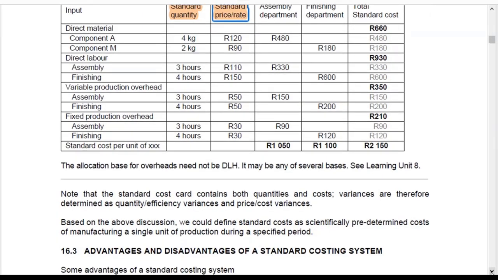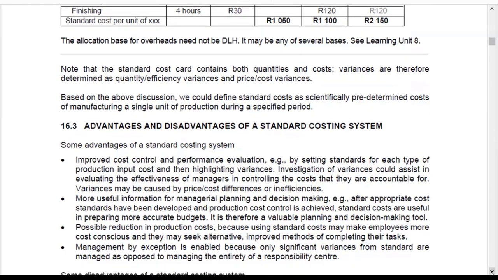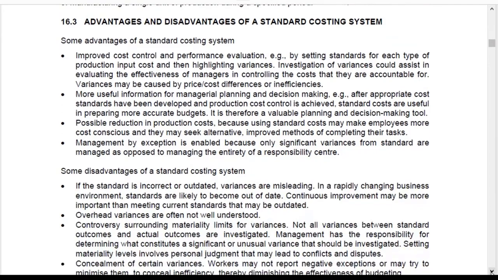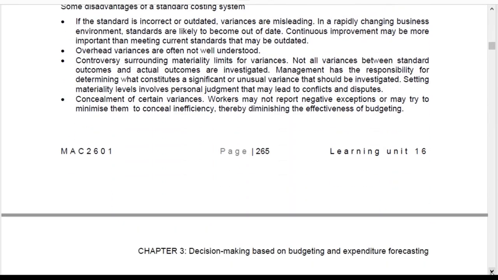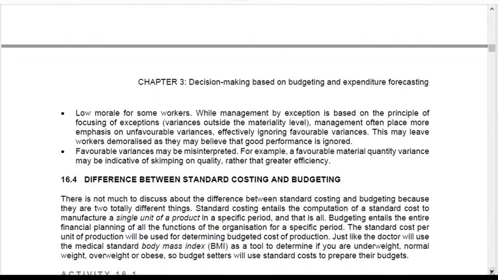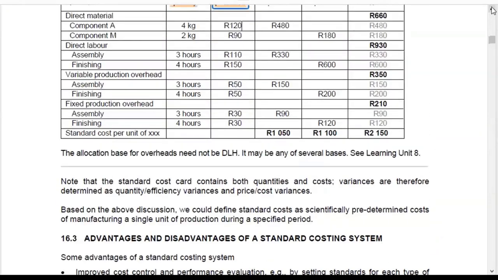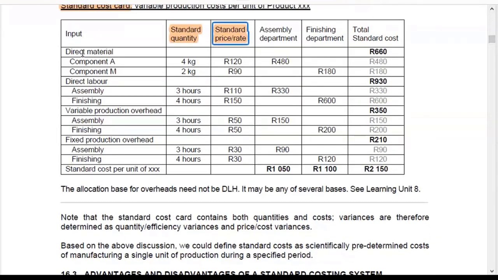Okay. So if we look at it with what we've discussed, what would you say are the advantages and disadvantages of standard costing? After explaining how they get to that standard quantity and the standard price for direct labor or material or overhead, what would you say are the advantages of using standard cost?